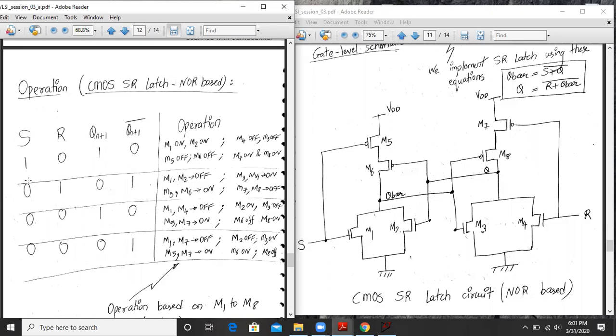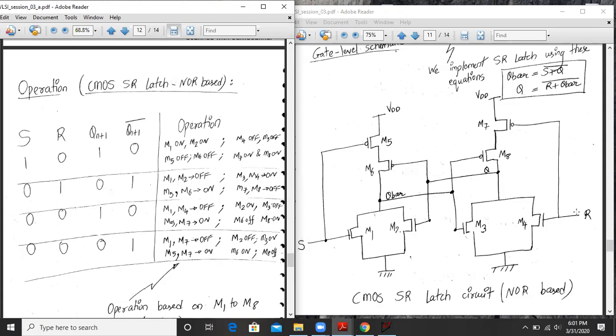When S is 1 and R is 0, let us see whether my Q is 1 and Q bar is 0 is really coming or not. So let us go back to the circuit. If my S is 1 over here, this logic 1 goes to this transistor. If you apply logic 1 to an NMOS transistor, it turns on. And if you apply logic 1 to a PMOS transistor, it just turns off. So my M1 is on and my M5 is off.